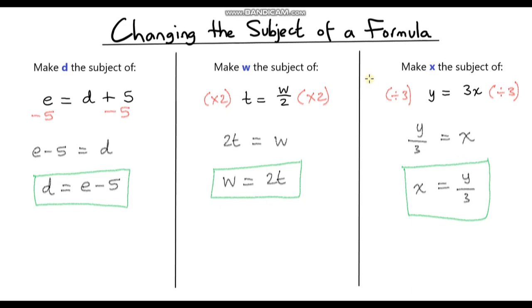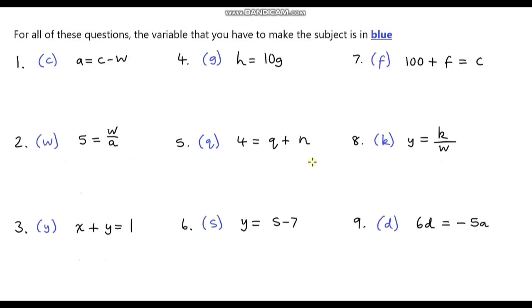So now I've gone through these examples, I'm going to give you 9 questions for you to have a go at yourself. So here are the 9 questions for you to have a go at. Now for all of these questions, the variable that you have to make the subject is in blue. So for example, this formula here, what you need to do is rearrange this formula to make C the subject. So pause the video and have a go at these 9 questions. Okay, let's go through the answers now.